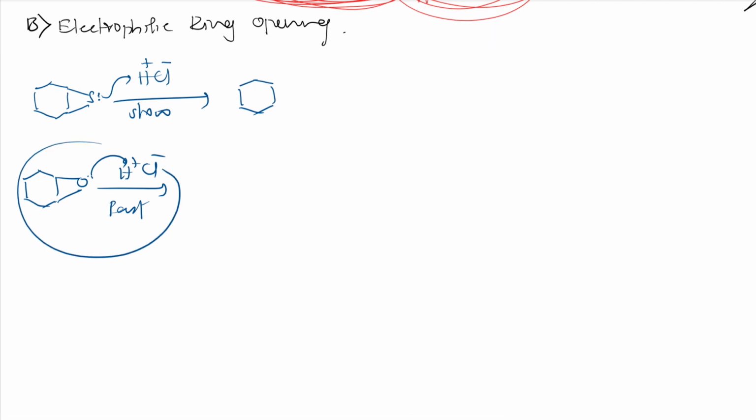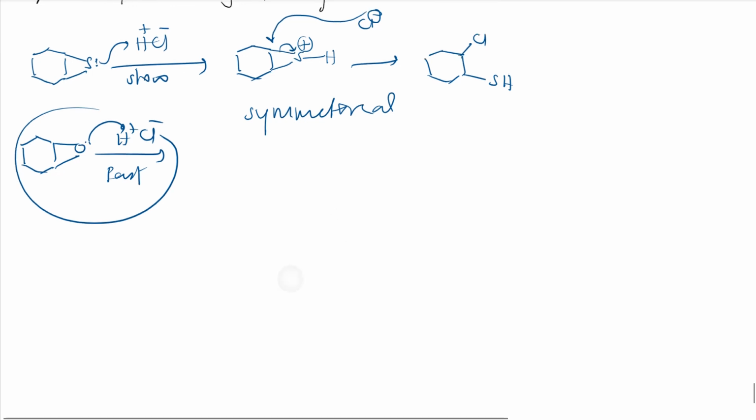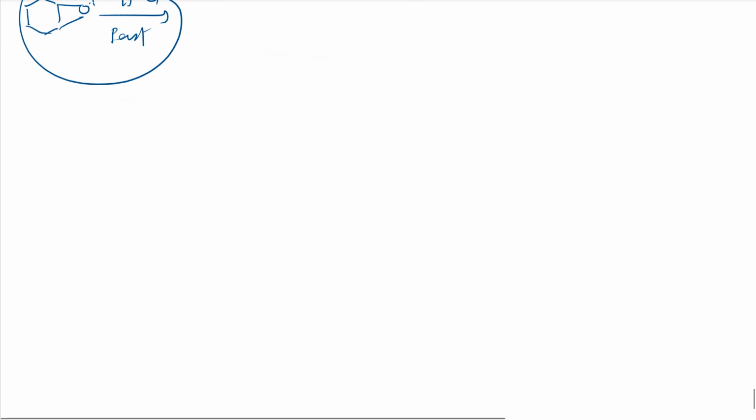So what happened? Sulfur donated it, so it got a positive charge like this. So now Cl minus is there, so it will attack this carbon and this bond will be broken and it will become like this. Here chlorine and here SH, right? Everything remains the same as it is. Since it is symmetrical thirane, no problem. If we have an unsymmetrical thirane, then what will happen?